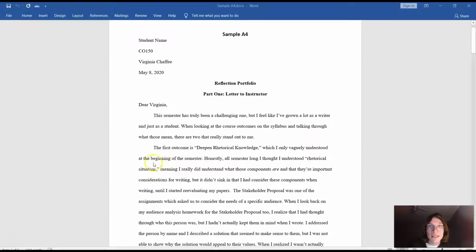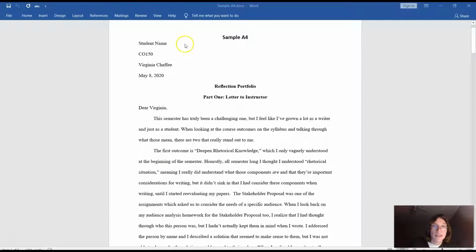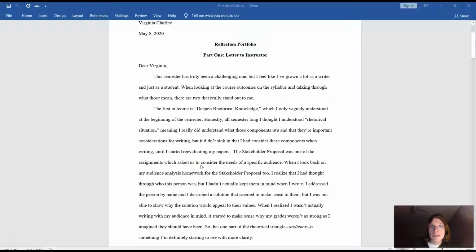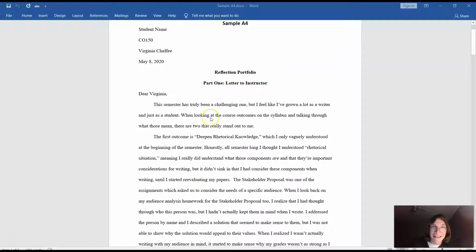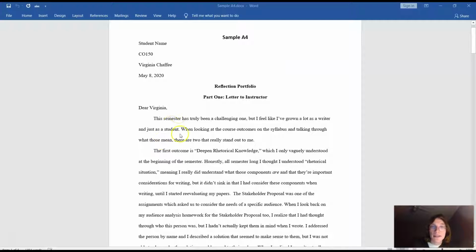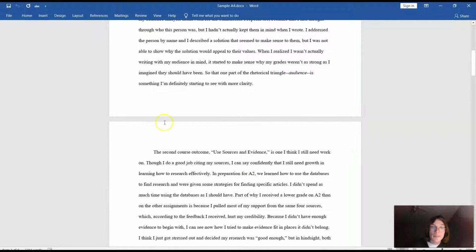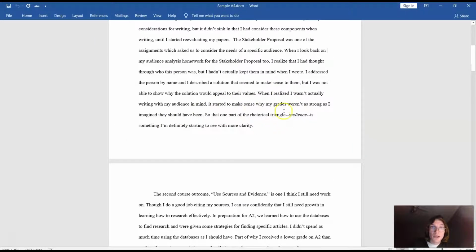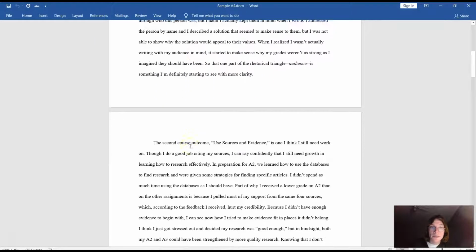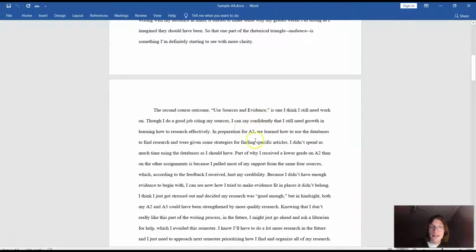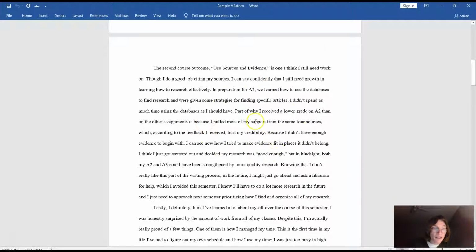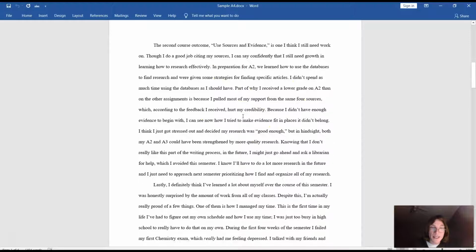Where I've popped over to now is the sample A4 that I've uploaded on Canvas. So again, we're just going to be focusing on this reflection part 1 right now, and you'll notice that it's written like a letter. This is a really good example of what I'm expecting for this. You notice they start with the first outcome, they incorporate a specific instance where they're working on it in class, the stakeholder proposal, they go through how they will do this in the future, how they will continue to enact these concepts, the second course outcome, and then they do the same thing here. They do that process of identifying, including, and explaining.